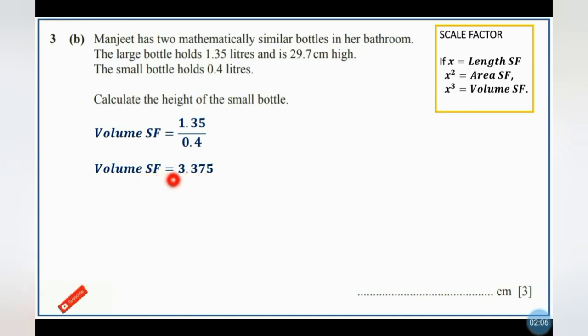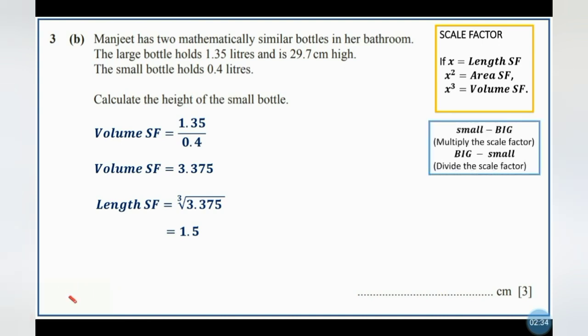To find out the length scale factor, you have to cube root 3.375. The cube root of 3.375 is equivalent to 1.5. Remember, the opposite of cube is cube root. That's why I cube root that 3.375 to find out the length scale factor. So the length scale factor now is 1.5.